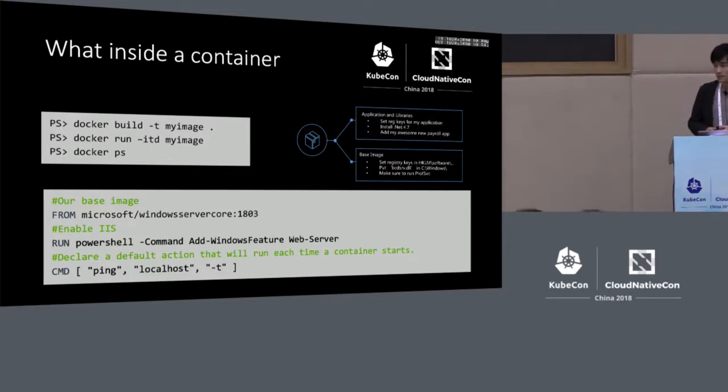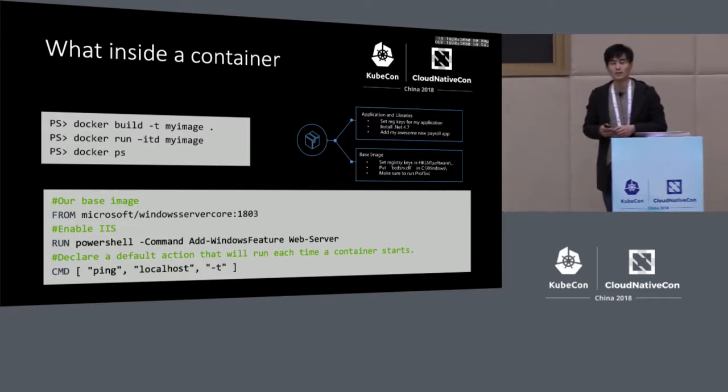So this is a simple example. Here is the base image, Windows Server Core, and here you can install a web server. With the command, you can define its default behavior with a Docker command. You can make it an option, and you can run this container on Windows. It is different from Linux containers.